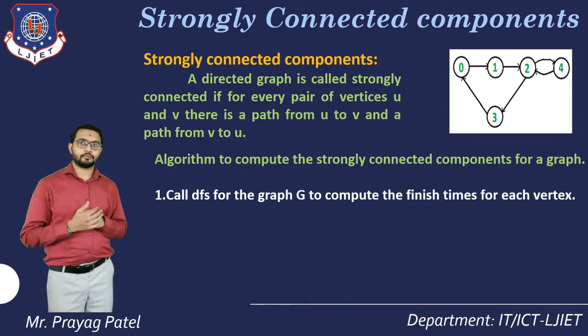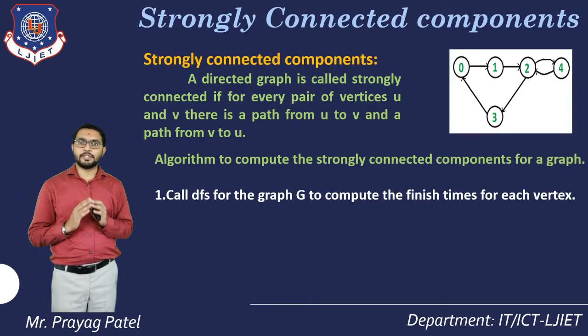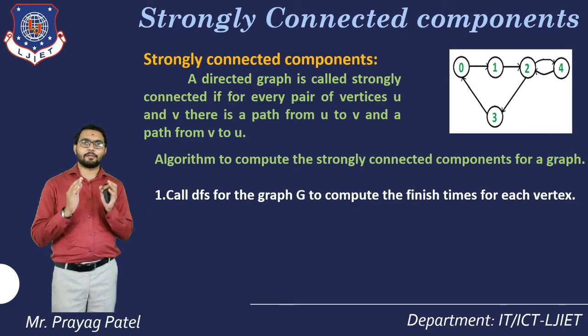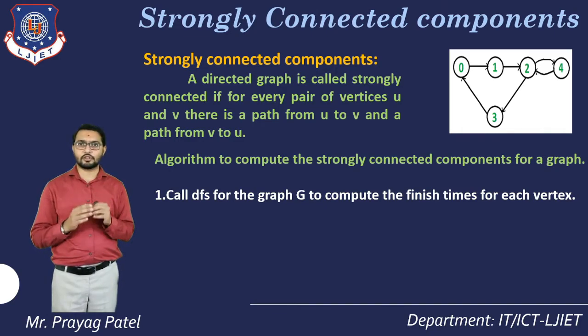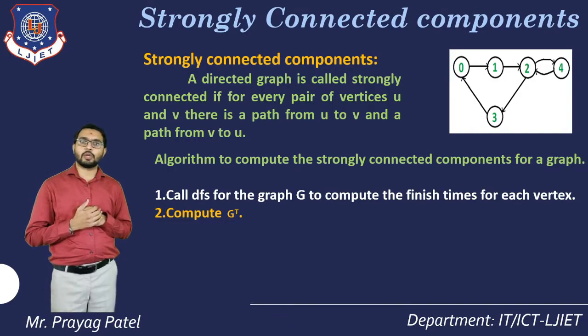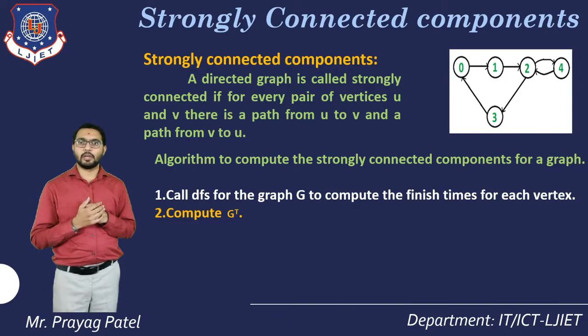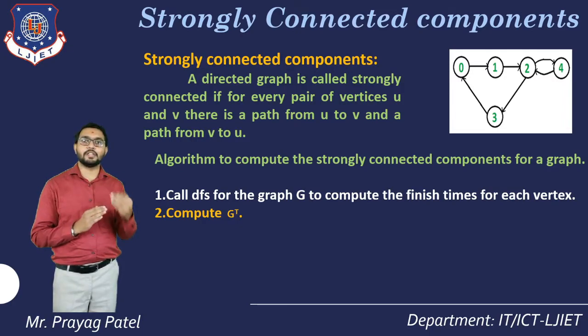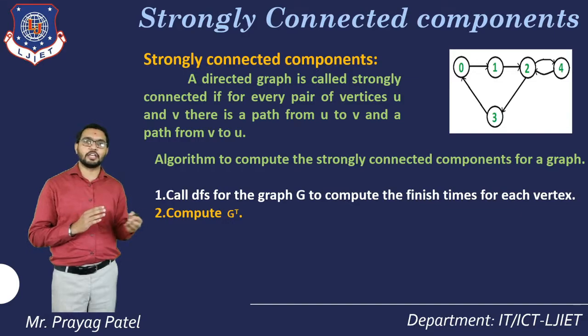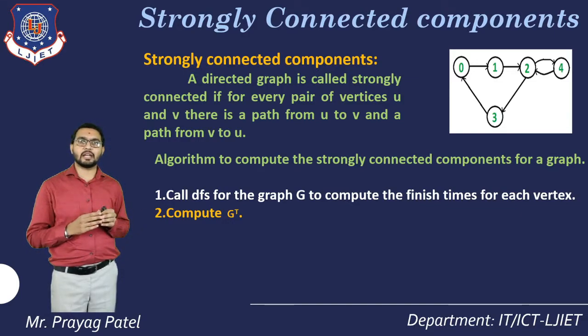Now step number 1. Call the DFS for the graph G to compute the finishing time of each vertex. So the first step is to apply the depth first search algorithm for your given graph G, and find the finishing time. Now consider step number 2. Step number 2 is compute GT. What is the meaning of GT? The transpose of your graph G is called GT. Means after performing the DFS operation on a given graph, transform the graph G into GT. Means we change the direction of every edge of the given graph, which is called the GT.